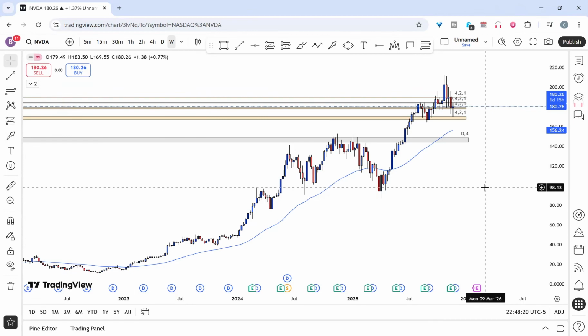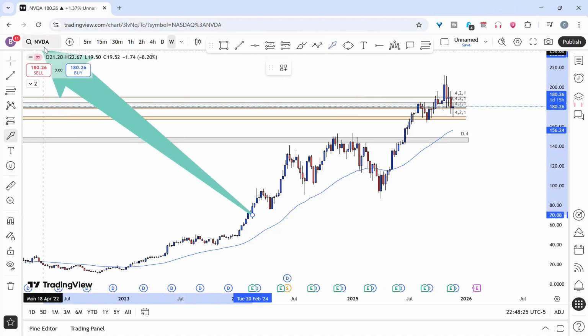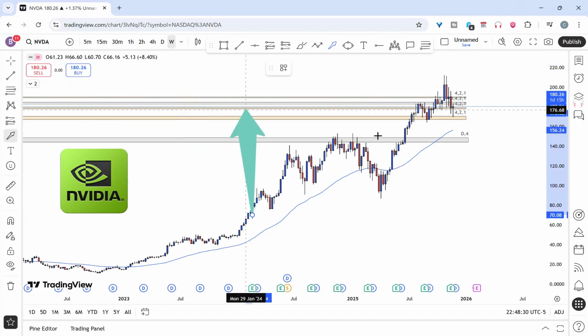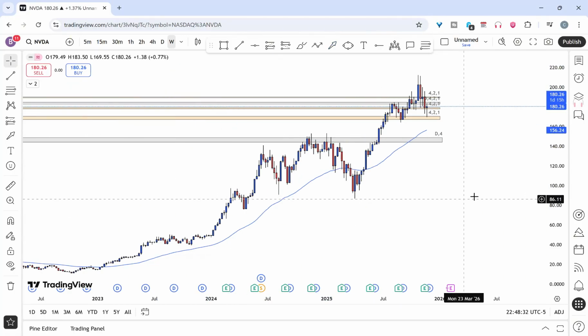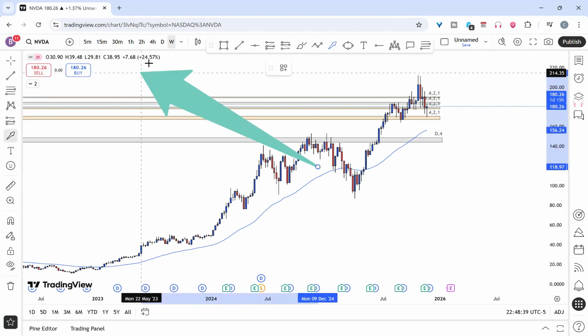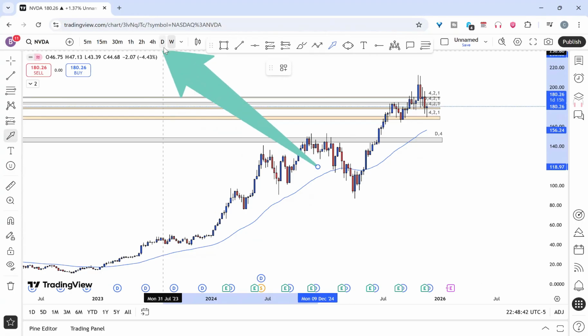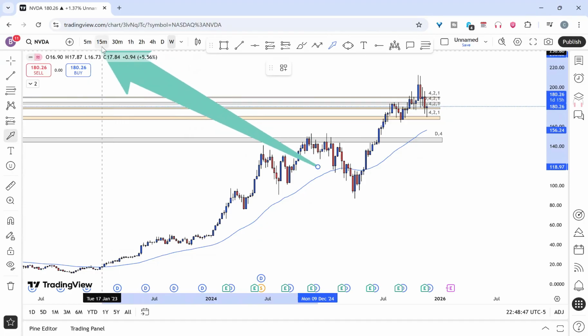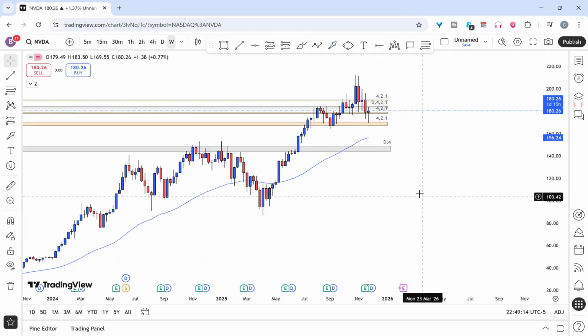All right, guys, so let's analyze Nvidia. And here's Nvidia. So we are on the weekly time frame. First of all, we have to break it down first. So we need to analyze from the higher time frame right down to the lower time frame, which is the daily, 4 hour, 2 hour, 1 hour, 30 minutes, and 15 minutes. Okay, so we have to find the trend first, where Nvidia would like to go.